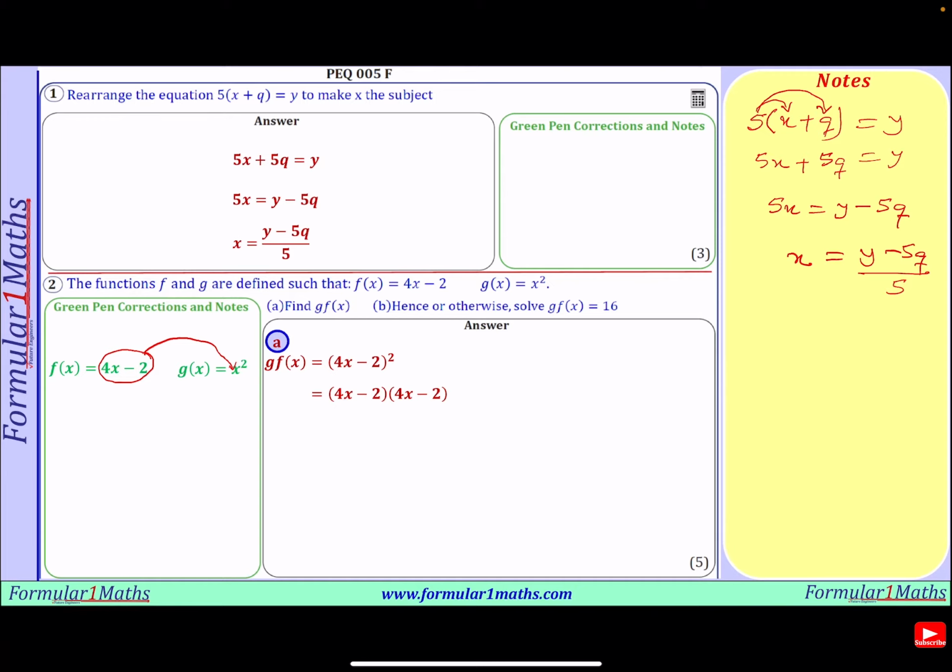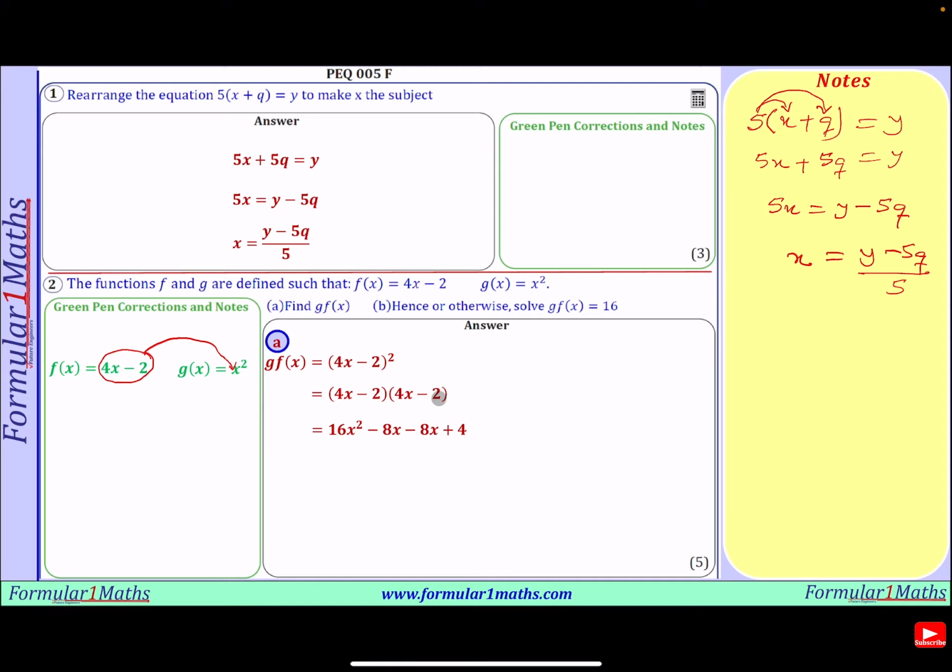If I expand this, I'll get 16x squared minus 8x minus 8x plus 4. So 4x times 4x is 16x squared. 4x times minus 2 is minus 8x. Minus 2 times 4x is minus 8x. And minus 2 times minus 2 is plus 4. Please note the signs.